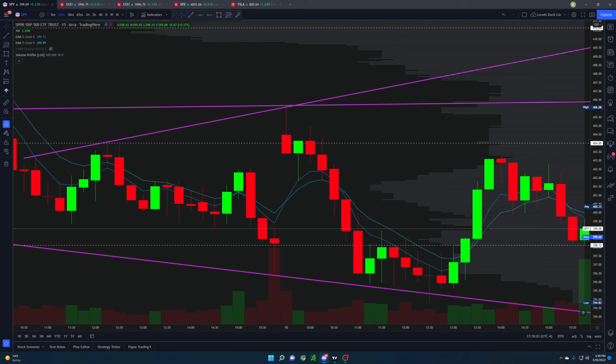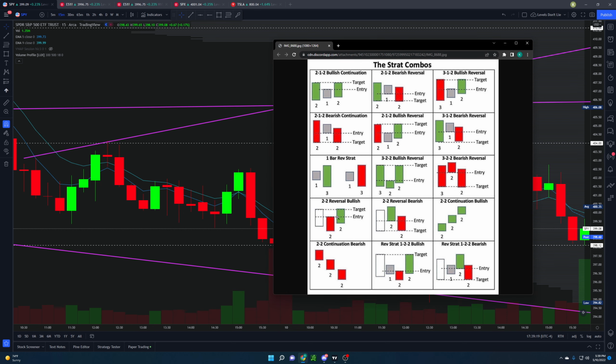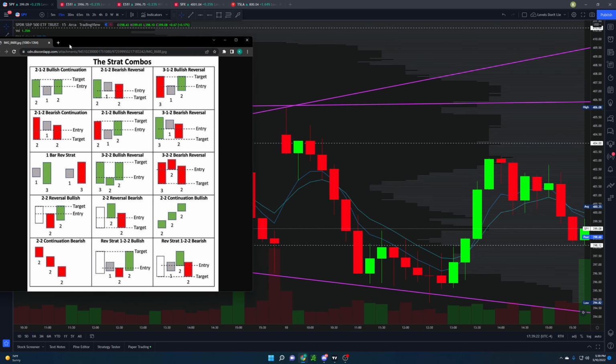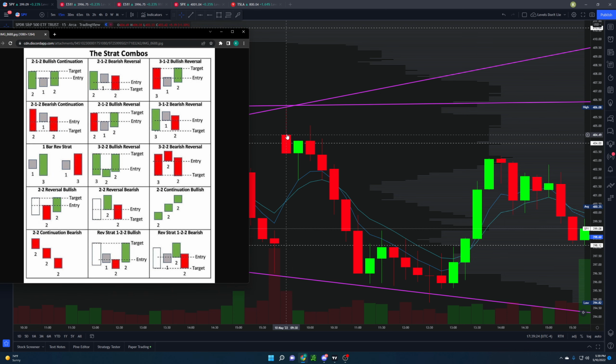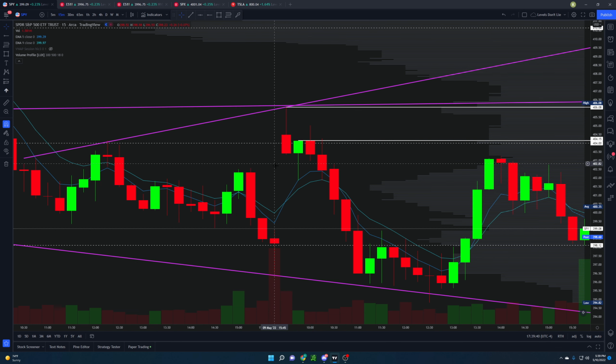And if you're not familiar with the 2-2 reversals or reversals in general, I would refer to the strat section in the education part of the Discord. I'll show you real quick. The 2-2 reversal is this one, bullish reversal. You take this first candle, this is the second candle, and then your third candle right here. Your trigger is this high right here, and your target is up here.